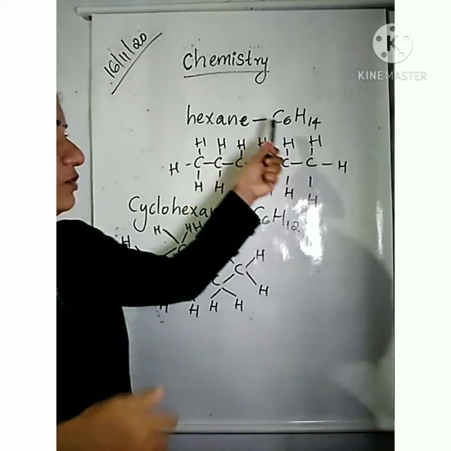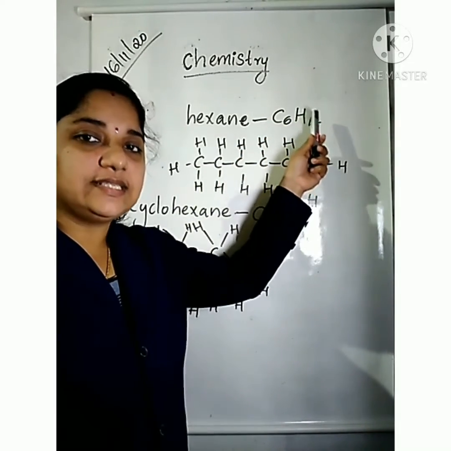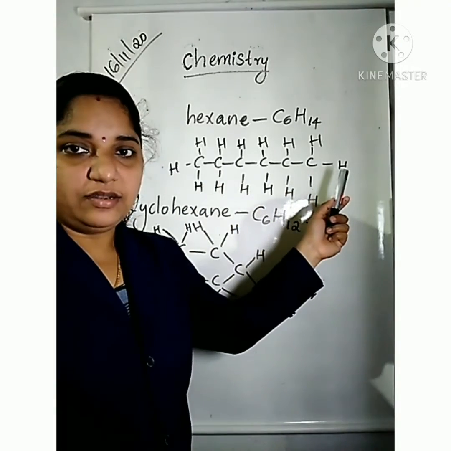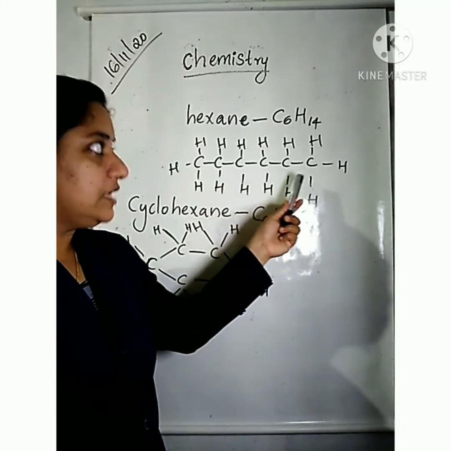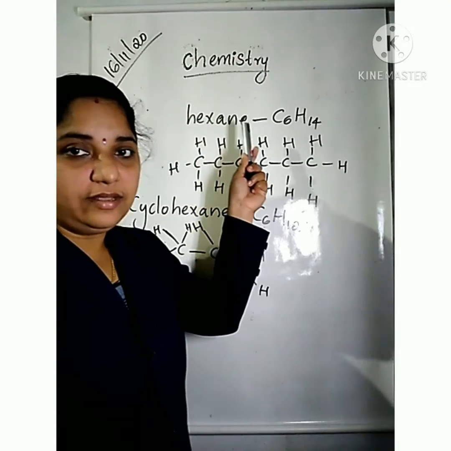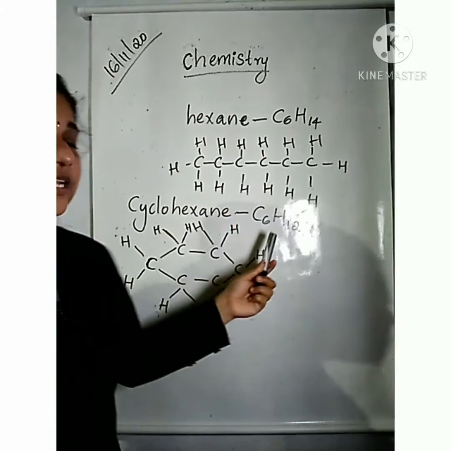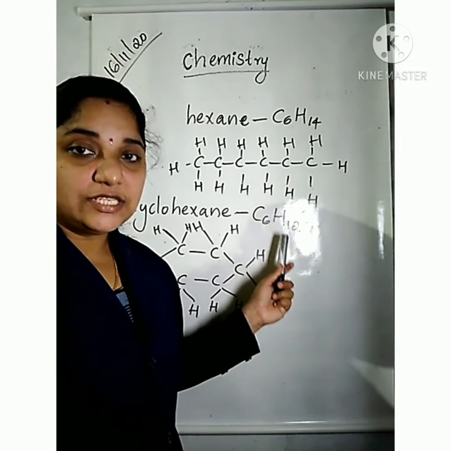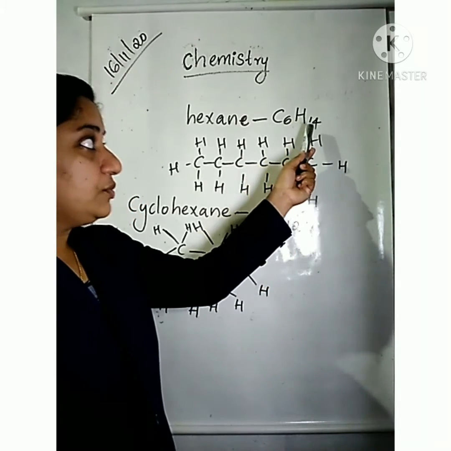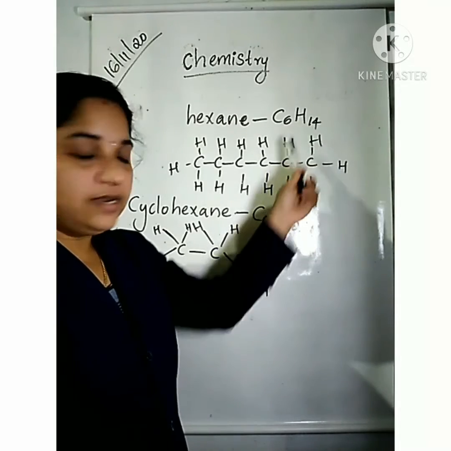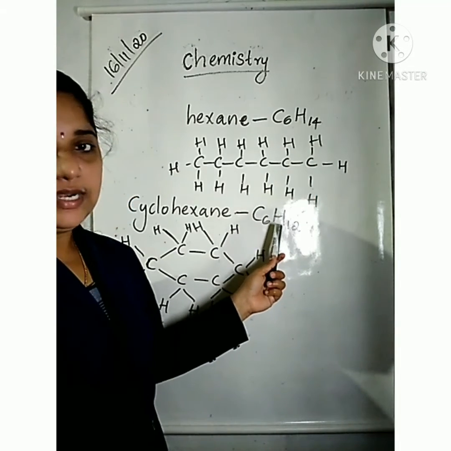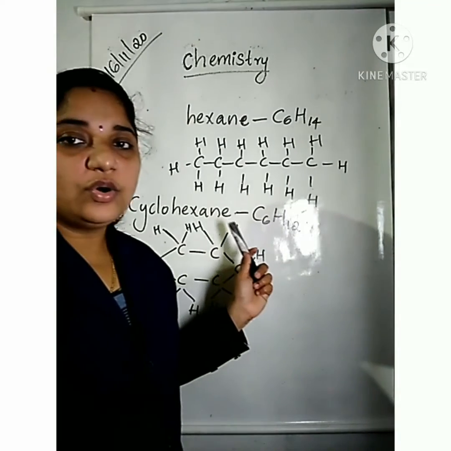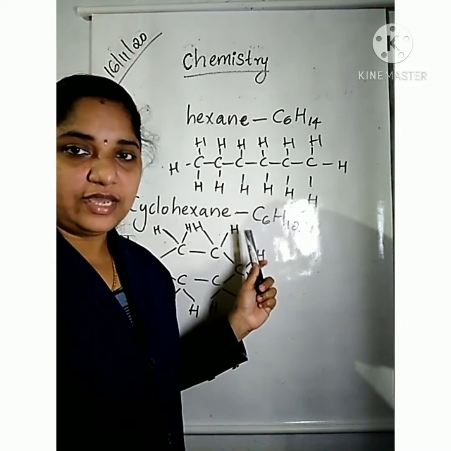What is the molecular formula of hexane? C6H14. This is the straight chain structure of hexane. What is the molecular formula of cyclohexane? C6H12. Here two more hydrogen atoms are in hexane, but in cyclohexane there are only 12 hydrogen atoms. Okay, this is the structure of cyclohexane.